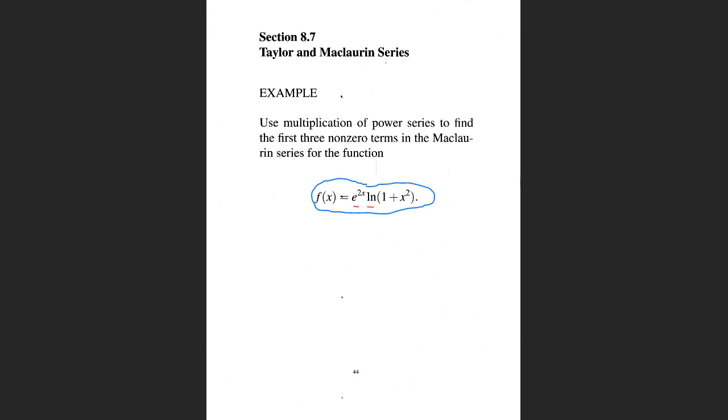So what we're going to do, based on the table of Maclaurin series, is write down the Maclaurin series for e to the 2x power, and then write down the Maclaurin series for the log of 1 plus x squared. We're going to make use of those Maclaurin series to help us get the power series for this function.